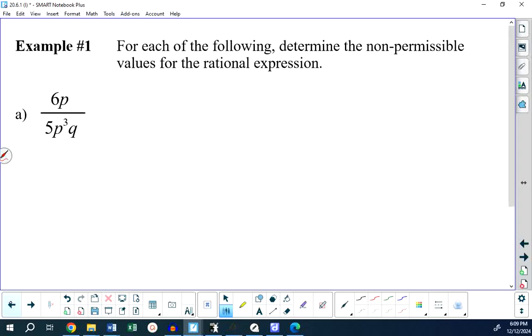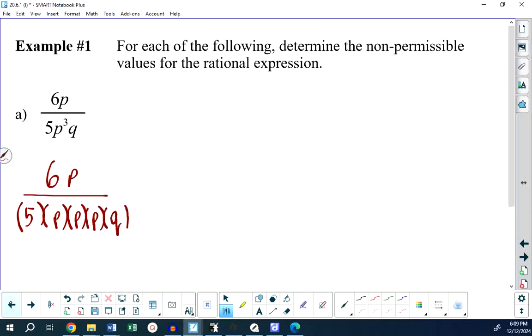For each of the following, what are the non-permissible values? Well, when we look at this in factored form, and it already is, but I'm going to be a little over the top here, and I'm going to write it entirely in factored form. Factored form means everything is multiplied by everything else. When you have things multiplied together, if any one of those things is zero, the whole thing becomes zero.